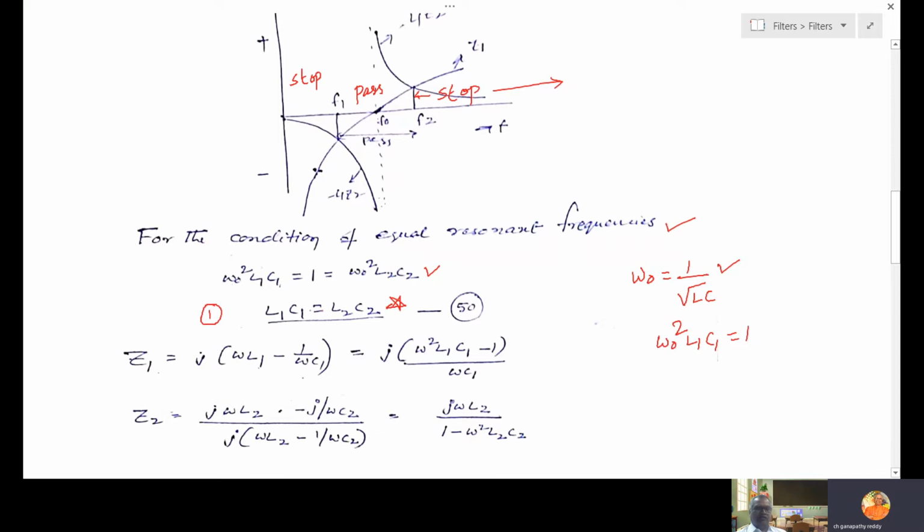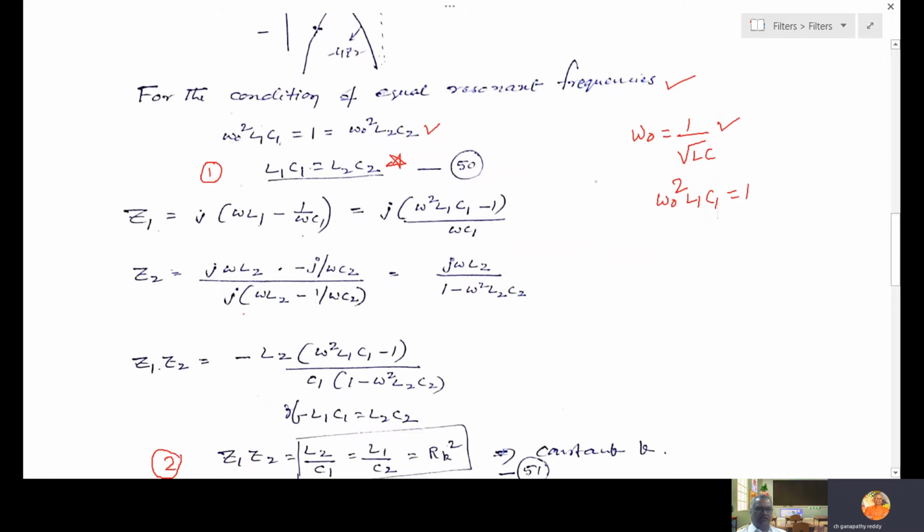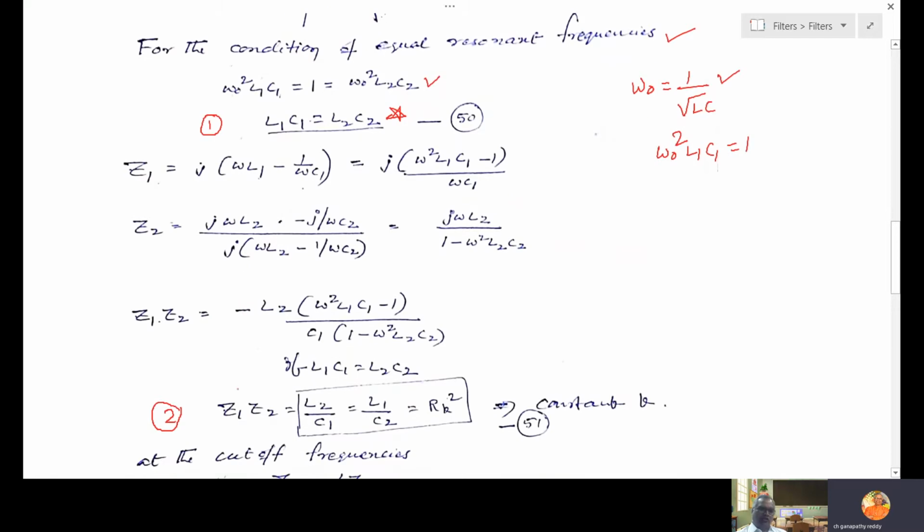If L1 C1 is equal to L2 C2, series resonance and parallel resonance are equal. Our condition is satisfied. In the middle, whatever attenuation band was coming is eliminated. Both the adjacent pass bands are merged, working excellently like a band pass filter. This is one condition. Second condition, it is a constant K. Why is it a constant K? In this also, Z1 Z2 must be some constant value which does not contain any frequency term, independent of frequency, always fixed. So you have to prove it.